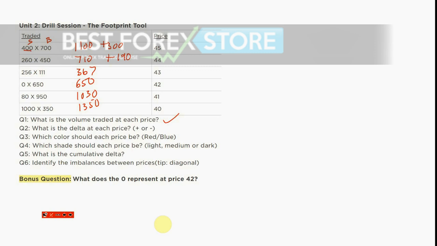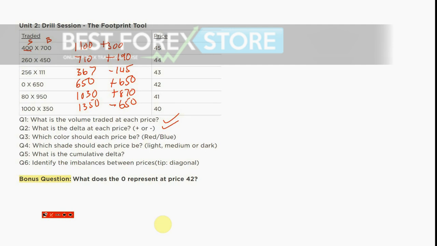We then have minus 145 delta as the sellers won at price 43. We then have positive 650 delta, positive 870 delta, and last but not least, negative 650 delta. Okay, so straight away you can see that the delta varies at each price. Now, the next step was, which color should each price be, either red or blue?